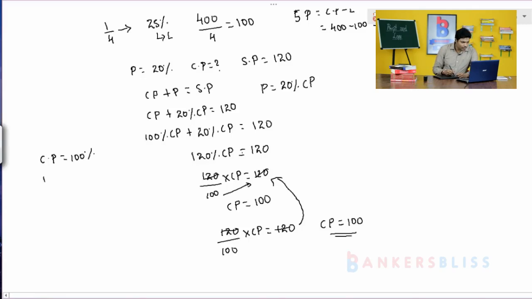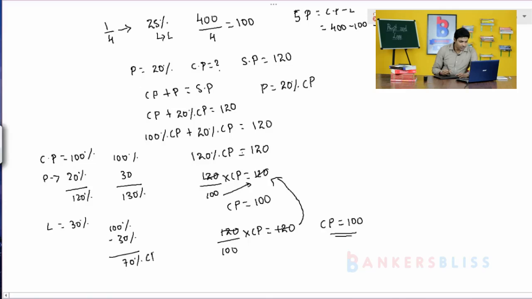Cost price you consider as 100%. If you get profit as 20%, then it will be 120%. You simply add. If 100% is the cost price and you get 30% as profit, then you add, you are going to get 130%. If you get loss as 30%, then cost price is 100% minus 30%, then selling price will be 70% of cost price.